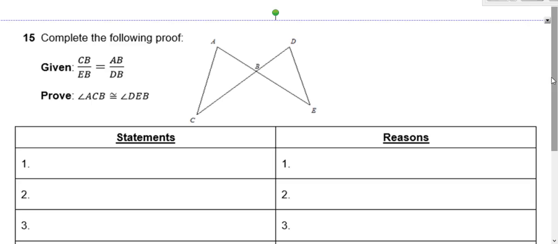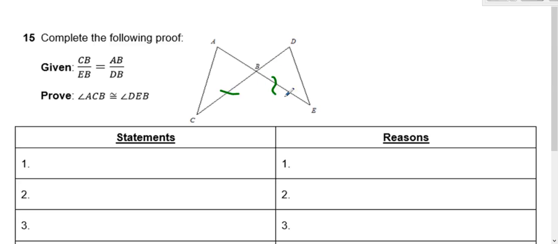So here we've got a proof, trying to prove that angle ACB is congruent to angle DEB. So these angles down here at the bottom. We are told that CB to EB and AB to DB. So just putting these little squiggles on there to identify which one goes with which, because the sides are proportional, which is going to lead to some similarity in the triangle.